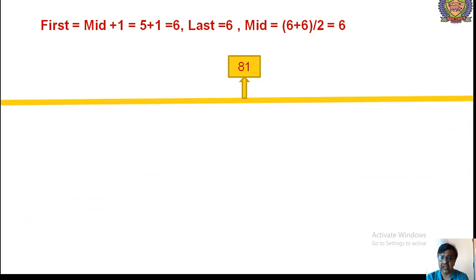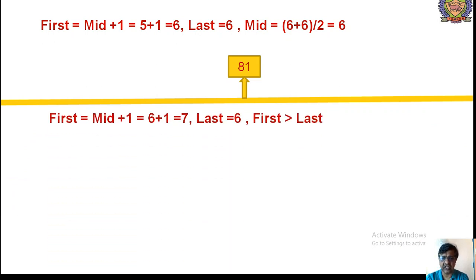Now, once again, because key is not equal to A of mid, it goes to the next iteration. First will become mid plus 1, that is 6 plus 1, which is 7. First will become 7, last will remain 6. Therefore, first becomes greater than last. This is the clue that binary search implements. Whenever first becomes greater than last, the meaning is the key is not found.